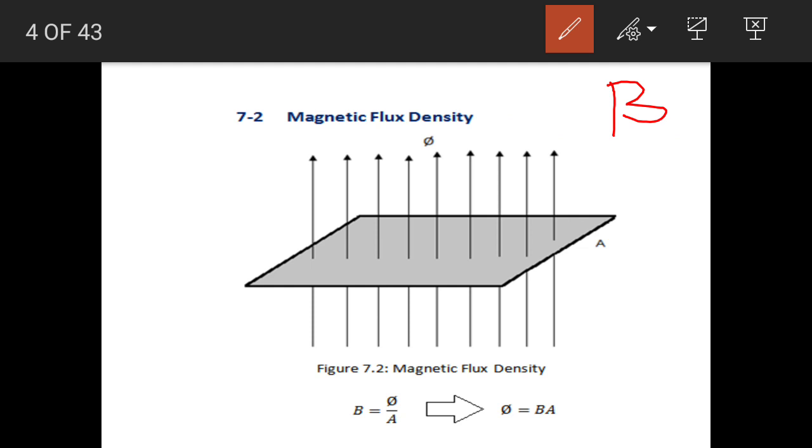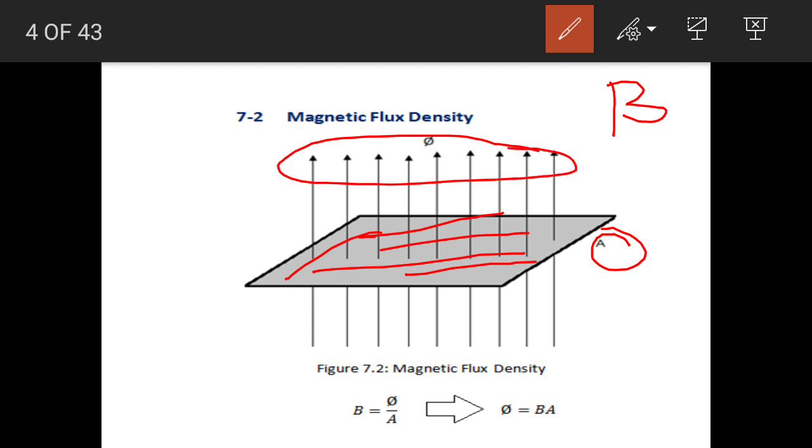We consider a surface over here, and we assume that the area of this rectangular surface is A square meter. And you see the magnetic flux passes through this surface normally. All these lines of magnetic force are perpendicular to the given surface. So the lines of magnetic force are passing through this surface.